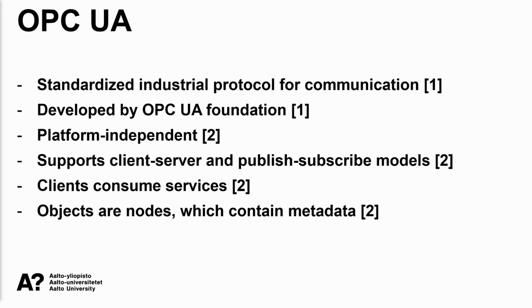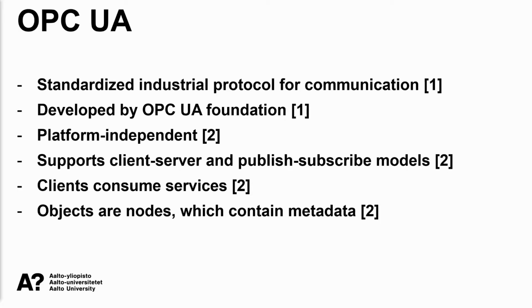What is OPC UA? OPC UA is an industrial protocol for communication which is standardized in IEC 62541. It is currently developed by the OPC UA Foundation. OPC UA is platform independent and suitable for many industrial fields and applications. It supports both client-server and publish-subscribe communication models. In this paper, the focus is on client-server communication, in which clients use services provided by servers.